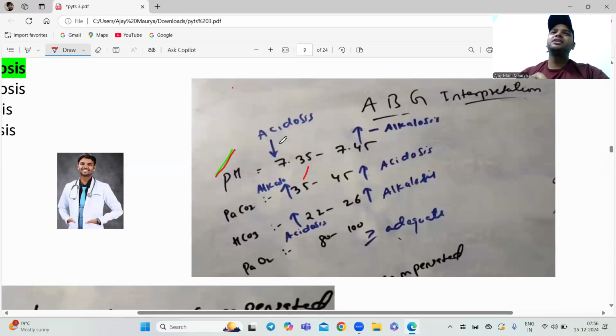See, guys, if the pH is more than 7.45, it is alkalosis, alkaline. If the pH is less than 7.35, it is what? Acidic. Everyone knows. And also, guys, if there is more CO2, obviously it is going to be acidosis. Less, if it is okay now. See here. So this will be like this one.